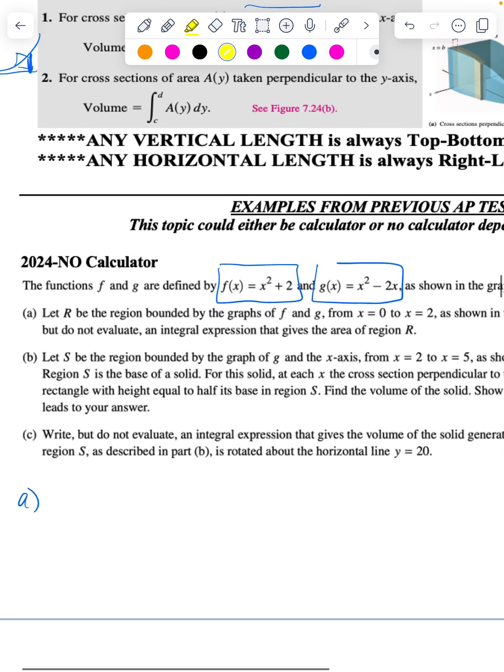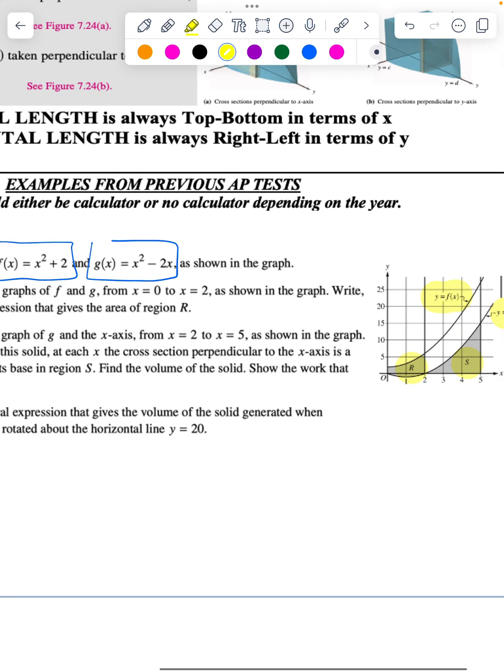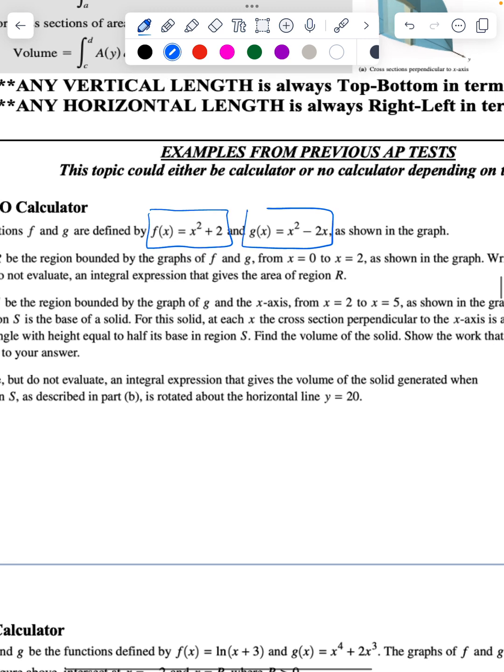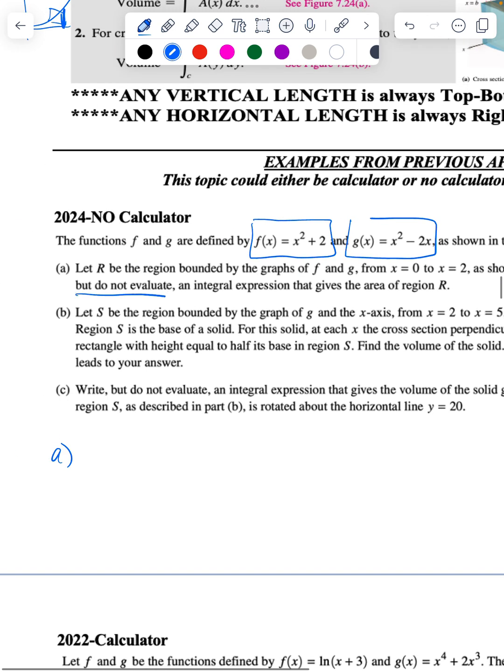Okay, so in part A, it says, let R be the region bound by the graphs of f and g from 0 to 2, as shown in the graph. That is from 0 to 2, and that's going to be this space here that they have labeled R. Now, what are we actually supposed to do? We are supposed to write, but do not evaluate. That's one of the things you really want to watch for. Are you asked to evaluate it or not? Because if you start evaluating when you didn't have to, you're going to run short on time.